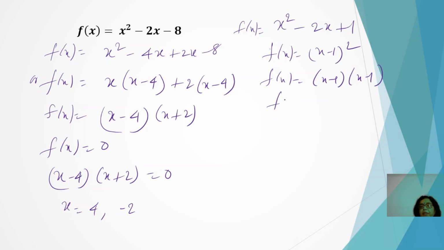So, if f(x) has to be equal to 0, then (x minus 1) into (x minus 1) must be 0. So, x is equal to 1, 1. Two similar zeros with the same signs. So, this is also possible.